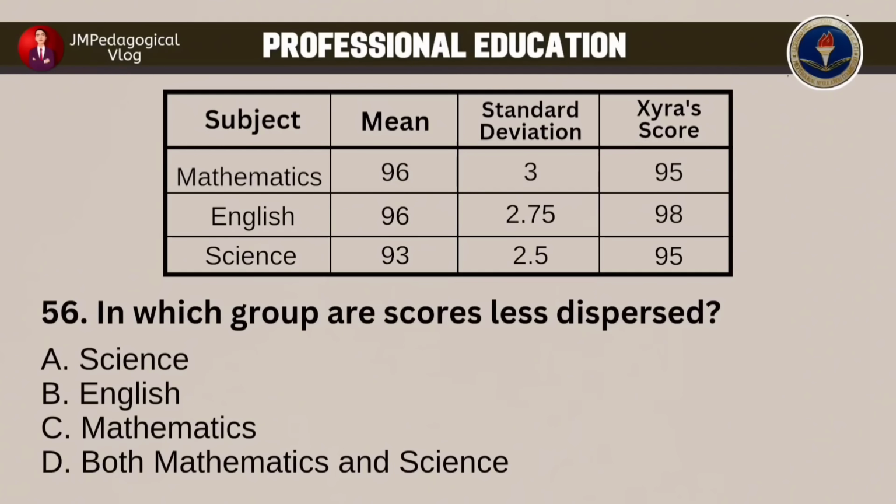56. In which group are scores less dispersed? A. Science. B. English. C. Mathematics. D. Both mathematics and science.